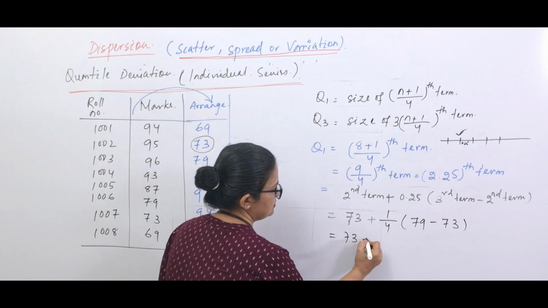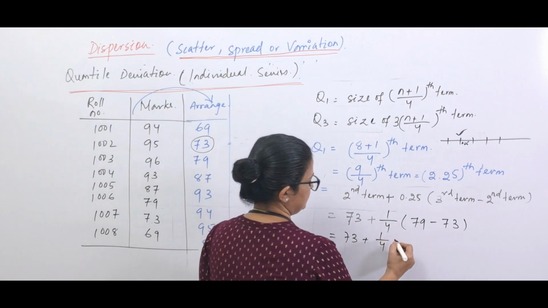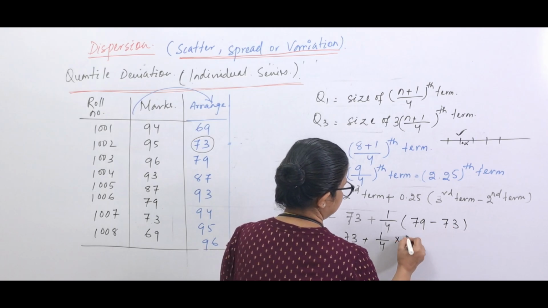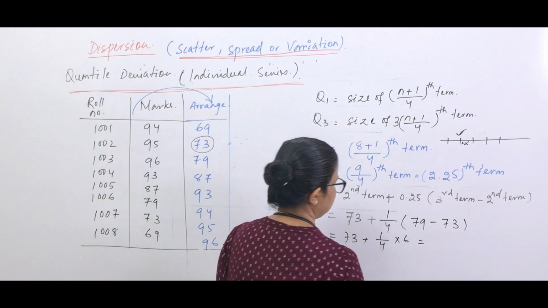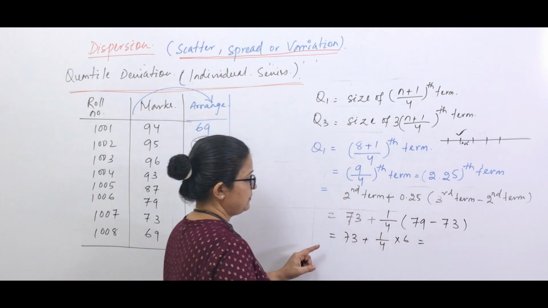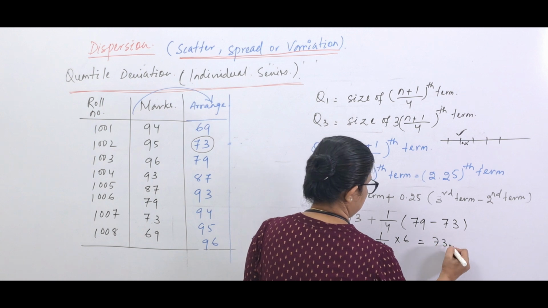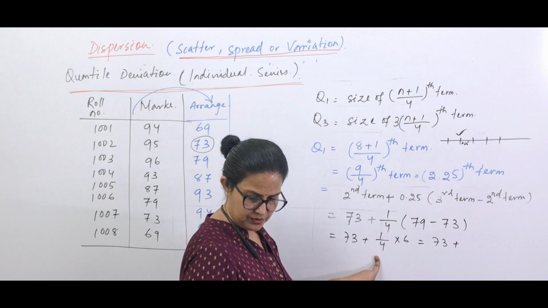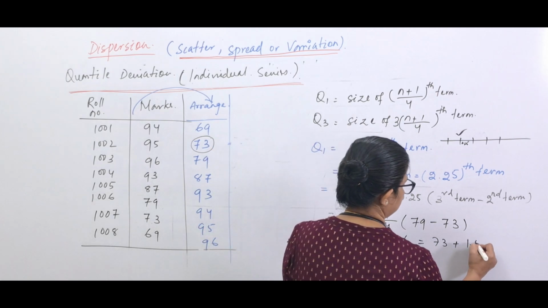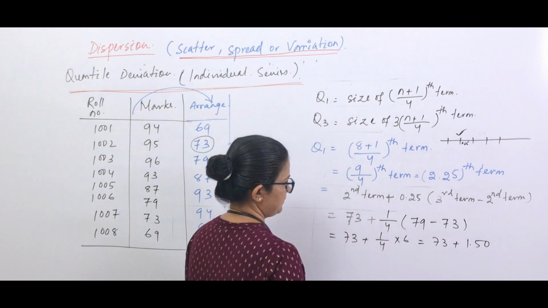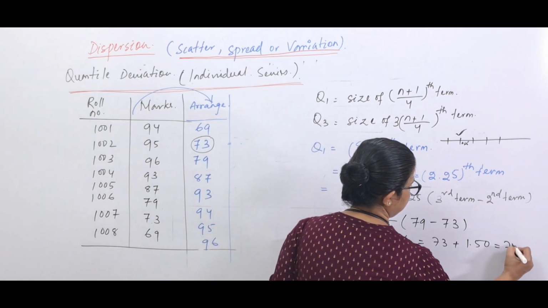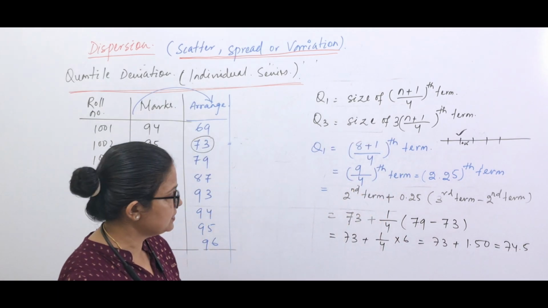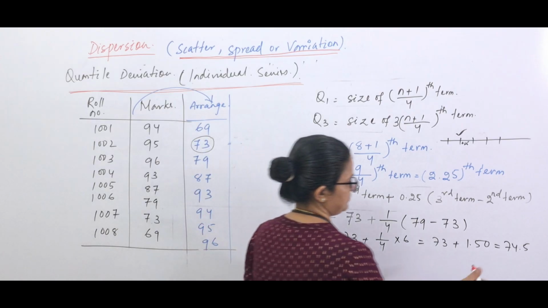73 plus 1 by 4 of this difference, into 6, which is equal to 73 plus 6 by 4, which is 1.5. This is equal to 74.5. So our first quartile is 74.5.